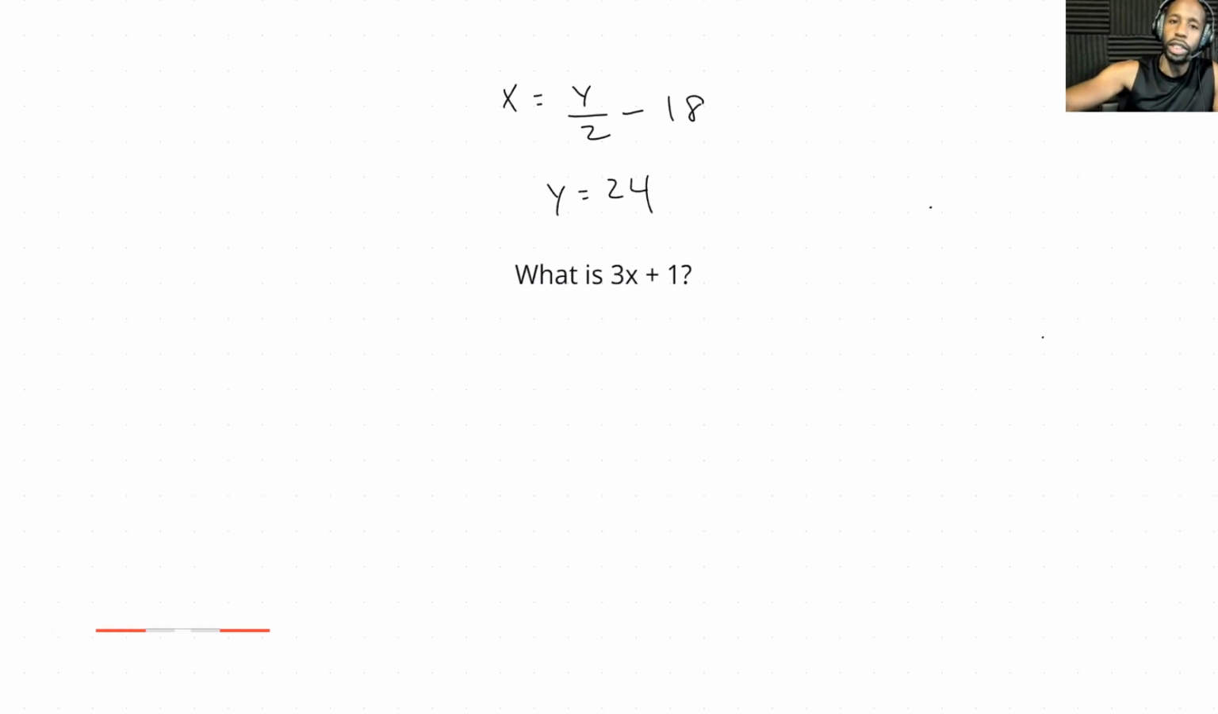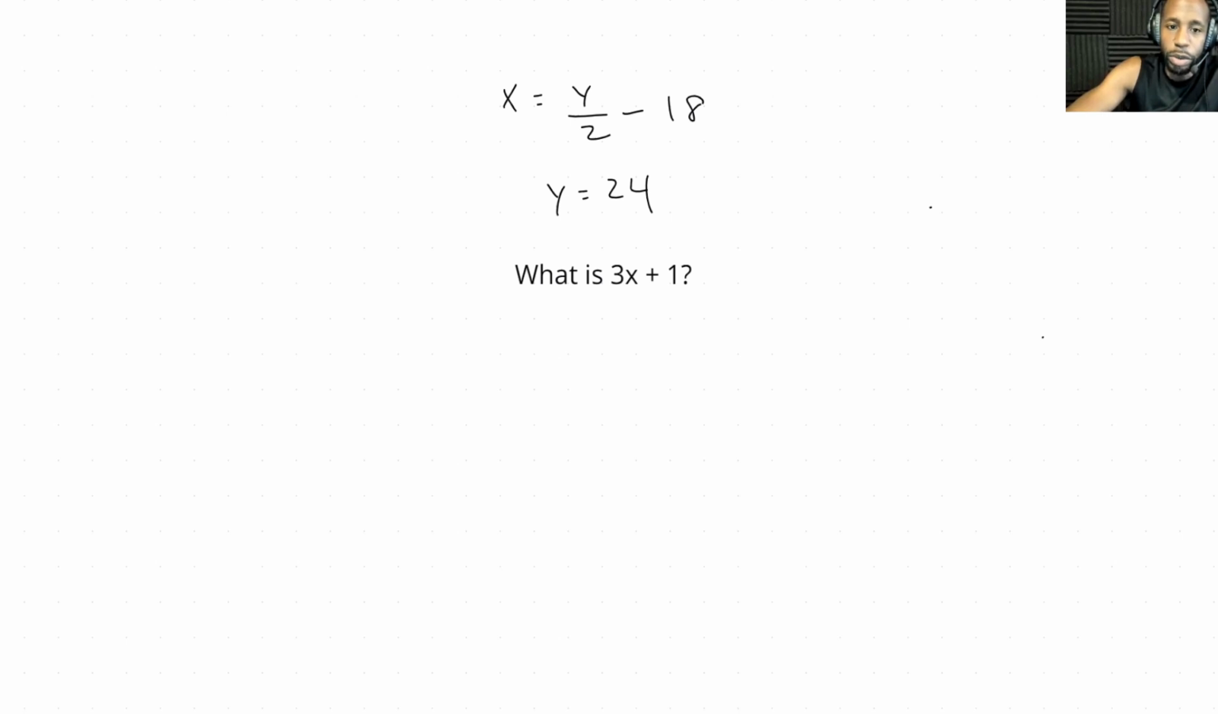All right, so this says x is equal to y over 2 minus 18, y is equal to 24. What is 3x plus 1? What is the value of that? Okay, so pretty straightforward. All you have to do, you already have a value for y. You can plug that into here, get a value for x, plug that into here, and then you'll see what 3x plus 1 is equal to.